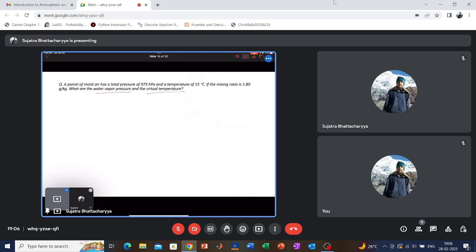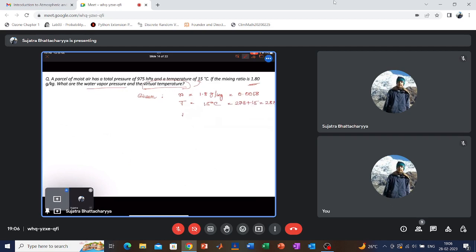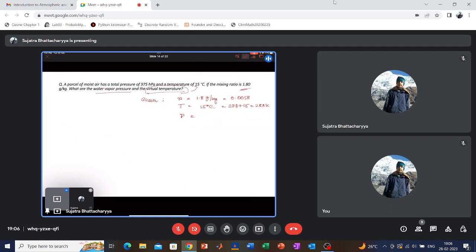So let's calculate it. First of all, we can calculate the virtual temperature because this is given. R is also given. So let us write what is given. The mixing ratio R is 1.8 grams per kg, which is 0.0018, right? Temperature is 15 degrees Celsius, which is 273 plus 15, that is 288 Kelvin, right? Total pressure is given to be 975 hectopascals. I need to find the vapor pressure and the virtual temperature.